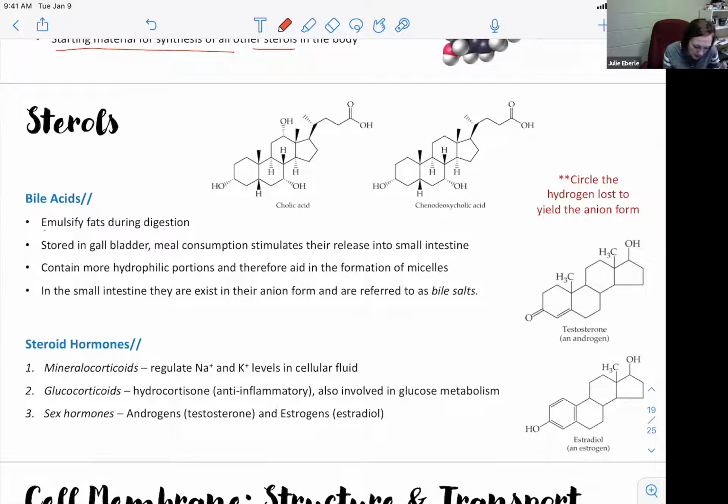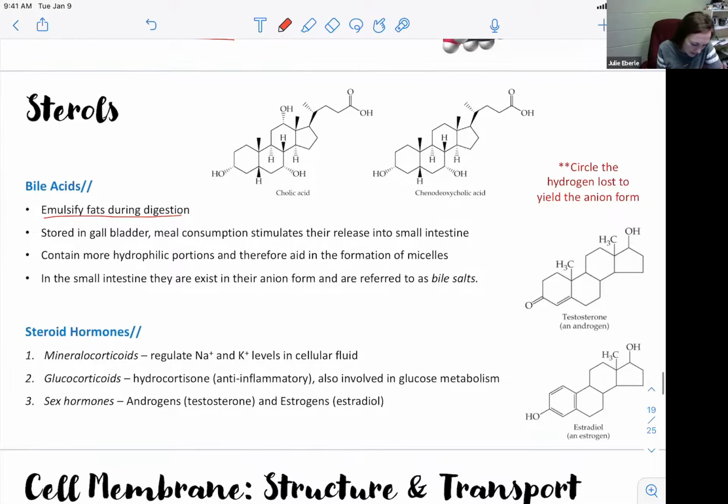So we said bile acids are emulsifying agents. They emulsify fats, they help break down fats during digestion. And this is happening in your intestines, right? Not your stomach. This is once food goes through the stomach, gets into the small intestine, where we really start breaking it down. Bile acids are stored in the gallbladder. And how does our body know when to release them, when to not release them? Well, anytime we eat a meal, there's all kinds of signals going off through our body that lets us know. So meal consumption is what stimulates their release into the small intestine.